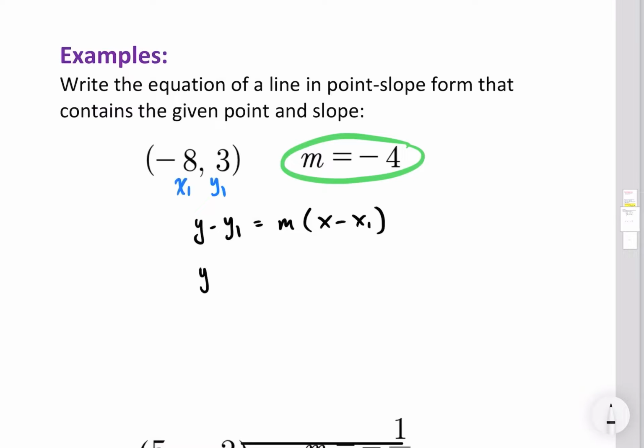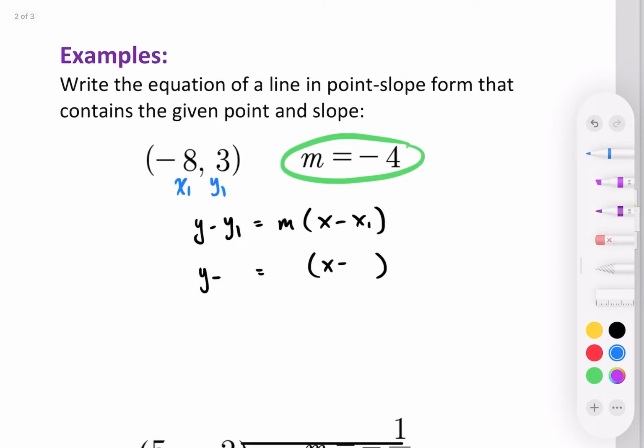So all we got to do is copy this. So I'm just going to copy it down, but I'm not going to put in my y1, my m, or my x1 yet. I'm just going to leave it blank. I'm just going to write out the format. This is the format that we want. And all we got to do is substitute. We place in what we know.